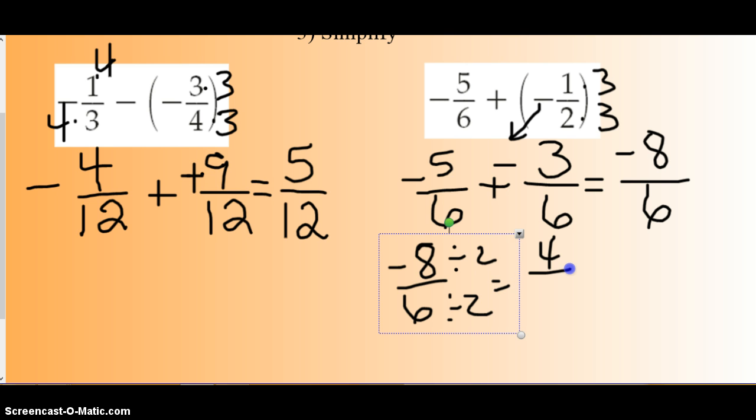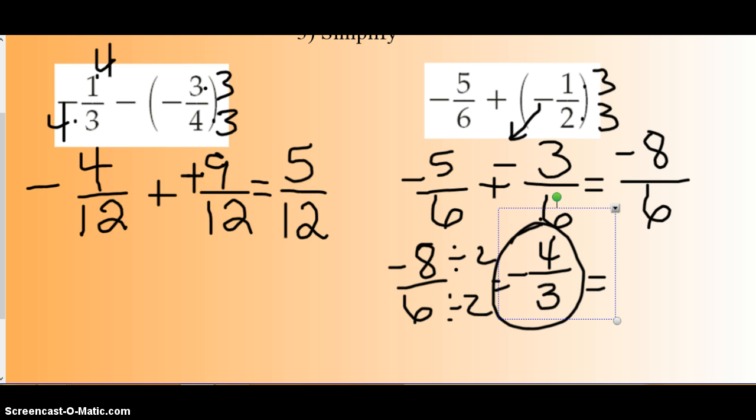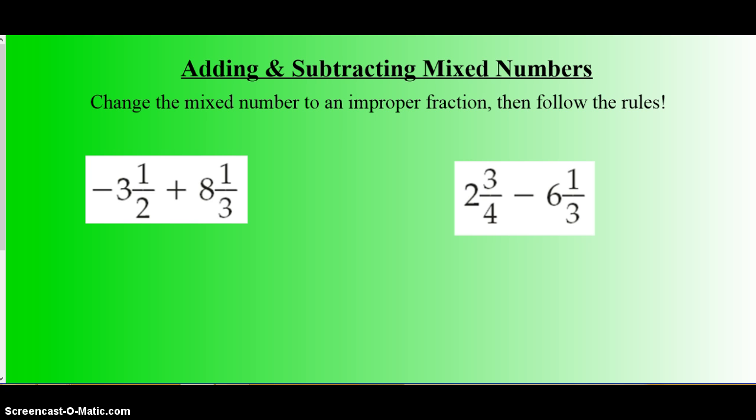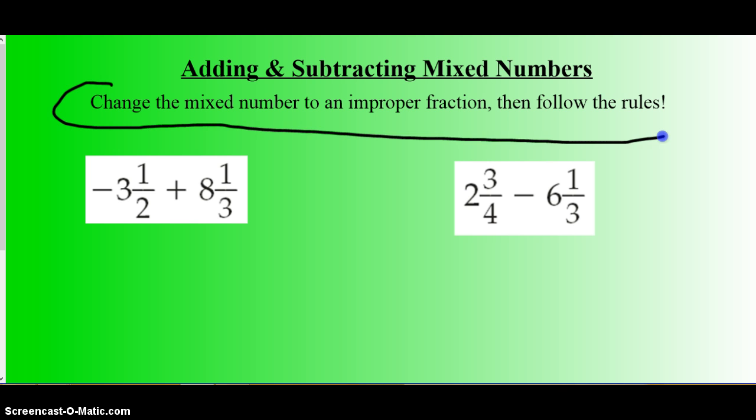This is going to leave you with 4/3 and negative 4/3. And this is still not in simplest form. Negative 4/3 is an improper fraction. We need to turn that into a mixed number where we end up with negative 1 and 1/3. Here is like when we were doing adding or multiplying and dividing with fractions and mixed numbers, we have the same step. Change your mixed numbers to an improper fraction and follow the rules.